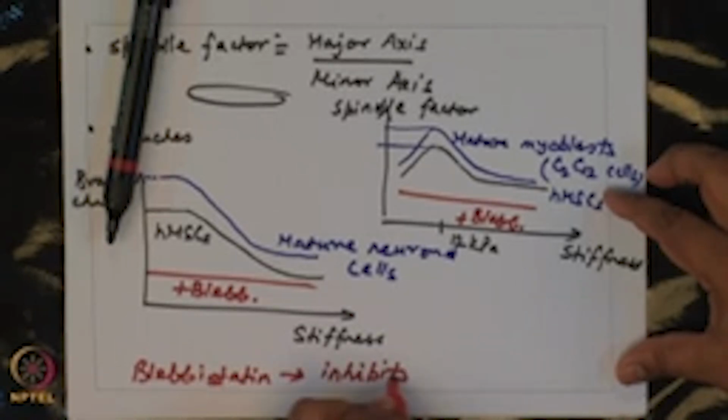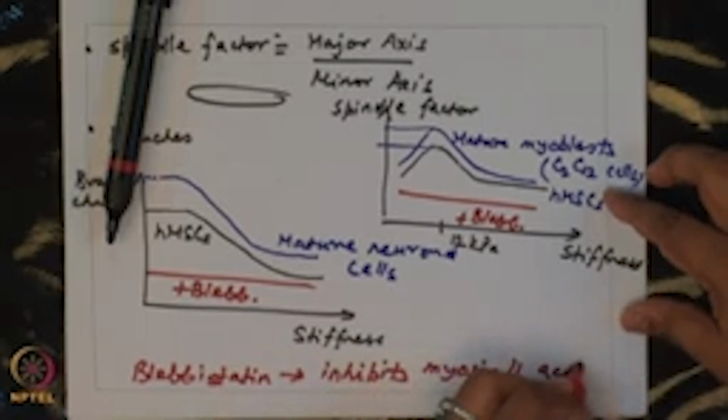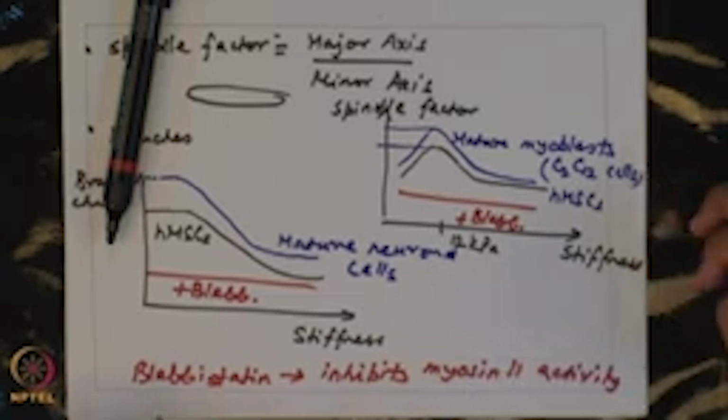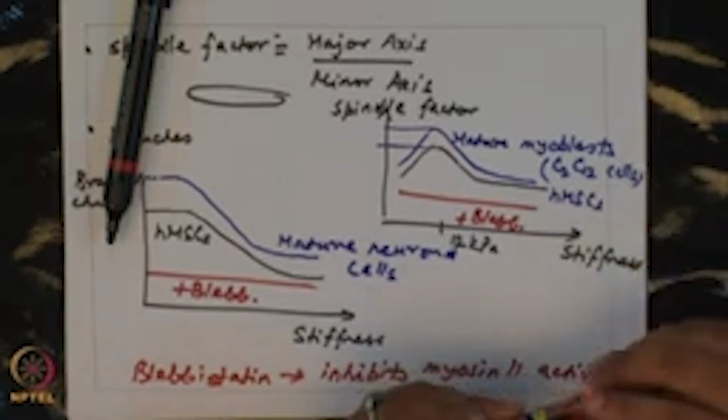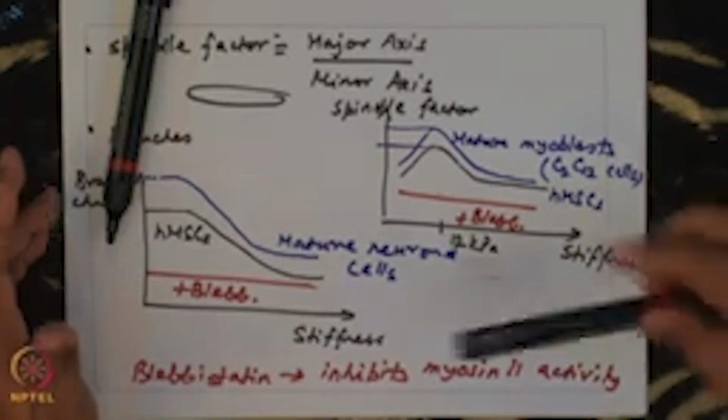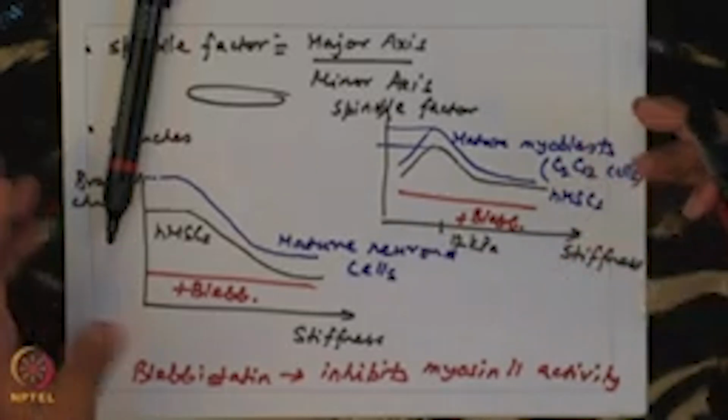Inhibits myosin 2 activity. So, suggesting that these morphological indices not only correlate with in vivo stiffness, but require myosin 2 generated contractile forces for sensing. Okay. So, when you inhibit myosin 2, any kind of shape change is completely eliminated.